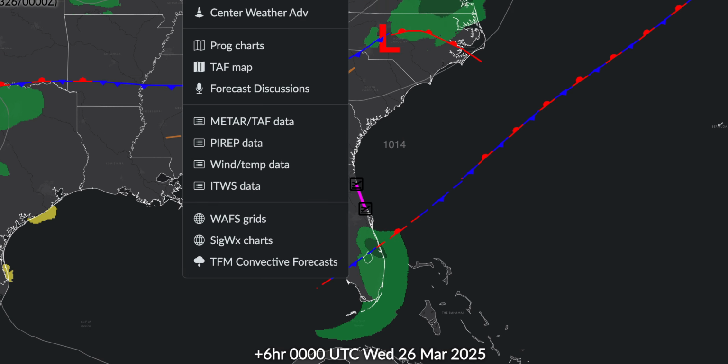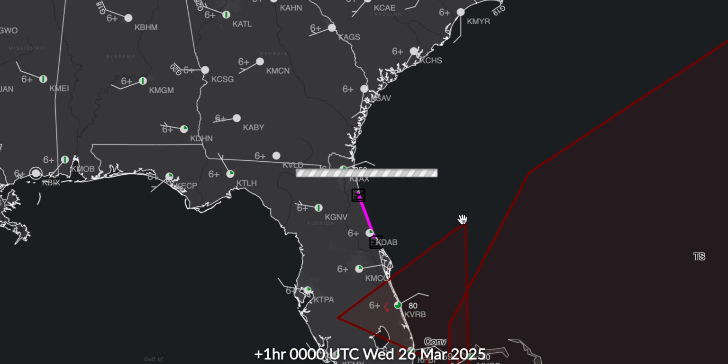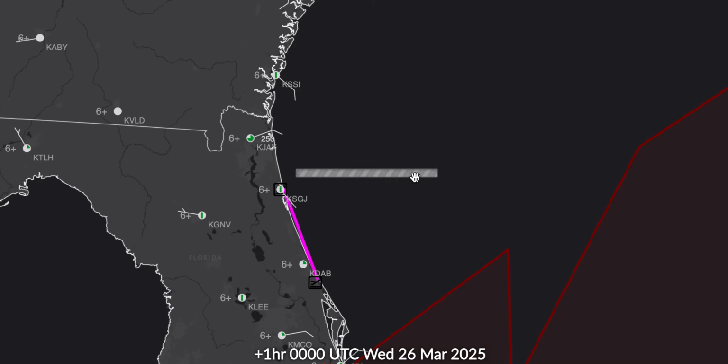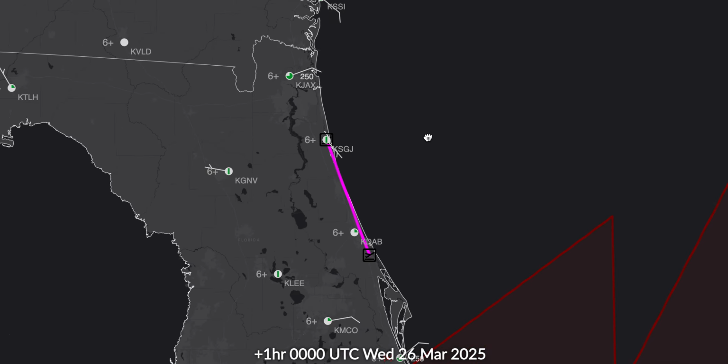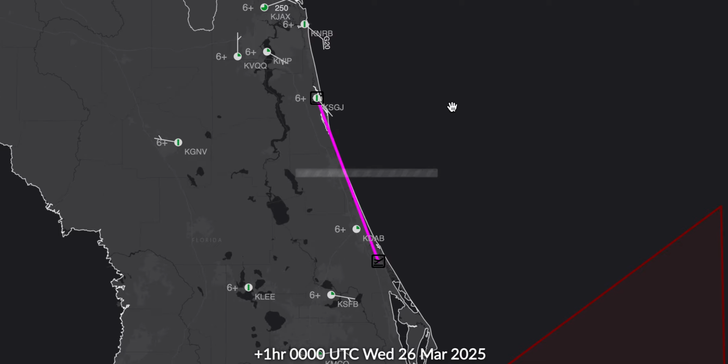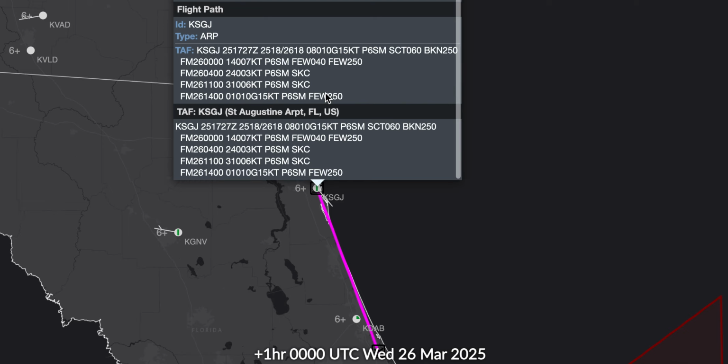Now, I'm going to look at my TAF map here. Okay. So I'm going to scroll in. Now, let me preface with TAFs. I don't like to just look at one. I like to look at many, pretty much every TAF in the surrounding area. So here we go.